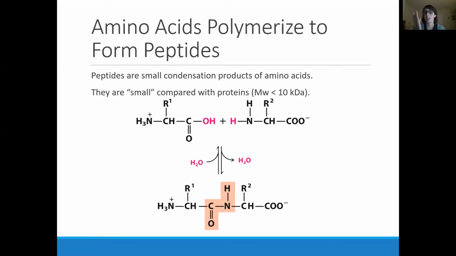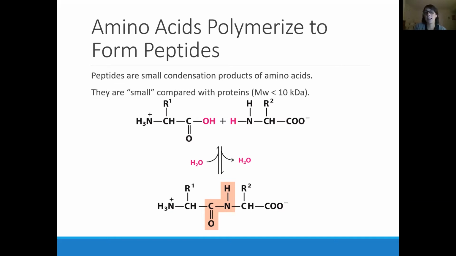Again, there isn't a very hard limit on what we call a protein and what we call a peptide. Generally, we decipher it by their size via molecular weight, so how heavy they are based on how many atoms they have in them. Generally, anything less than 10 kilodaltons, we're still going to call a peptide instead of a protein.